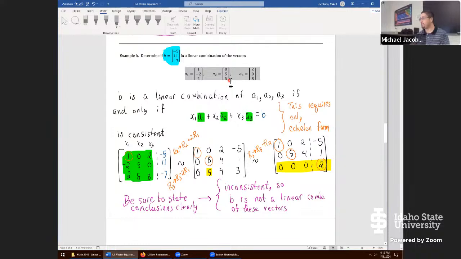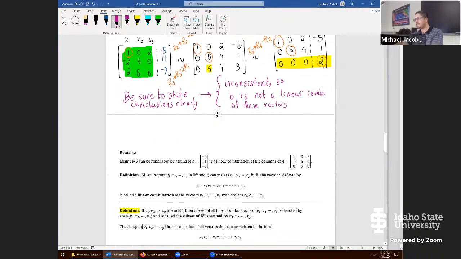If they were linearly independent, B would have been a linear combination, and there would never have been a pivot right here. We would have been able to make this all work out. So these are a strange set of vectors altogether, for sure. But let's go now to our next example.